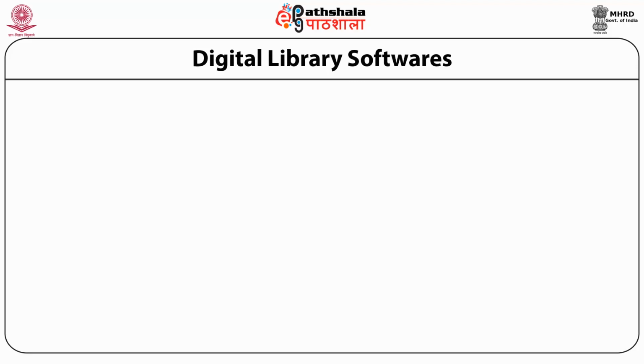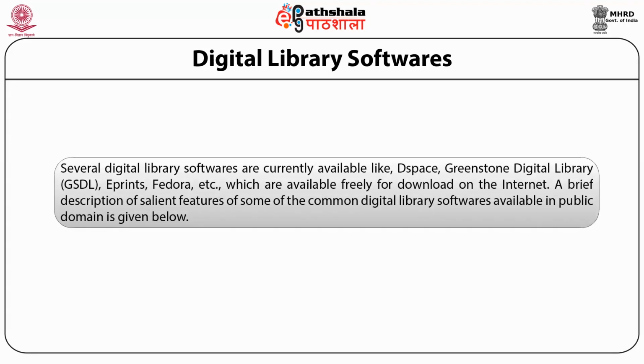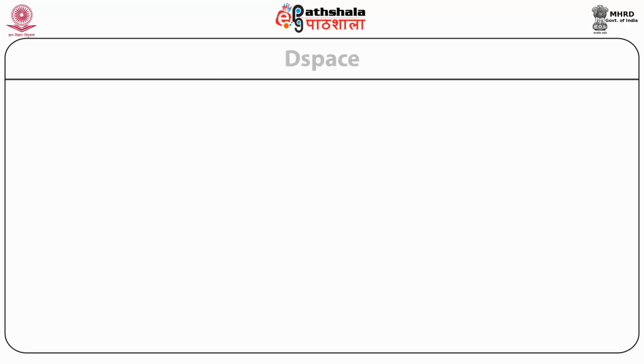Then we will consider some of the digital library software. There are several digital library software packages currently available, like DSpace, Greenstone Digital Library, GSDL, EPrints, Fedora, etc., which are available freely for download on the internet. A brief description of salient features of some of the common digital library software available in the public domain is given below. DSpace.